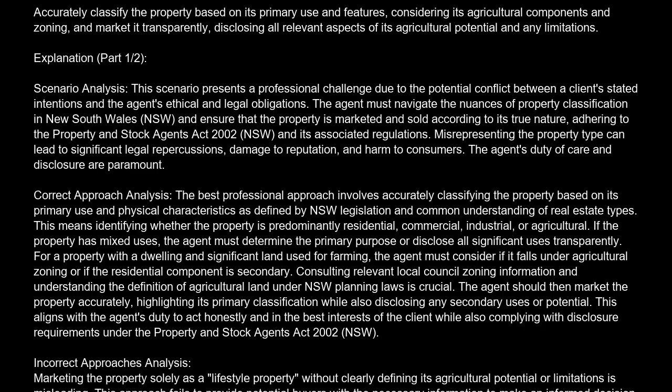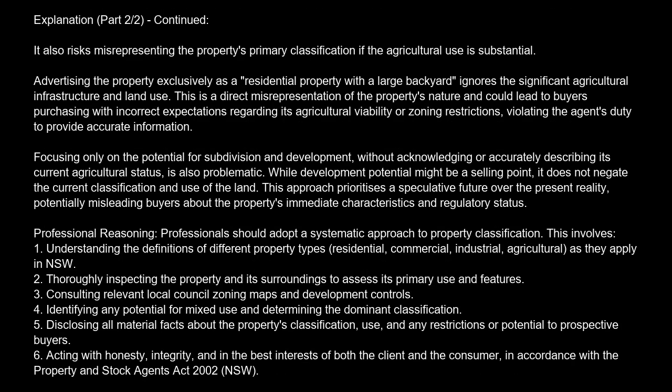Incorrect approaches analysis. Marketing the property solely as a lifestyle property without clearly defining its agricultural potential or limitations is misleading. This approach fails to provide potential buyers with the necessary information to make an informed decision about its suitability for agricultural purposes, potentially breaching disclosure obligations. It also risks misrepresenting the property's primary classification if the agricultural use is substantial.